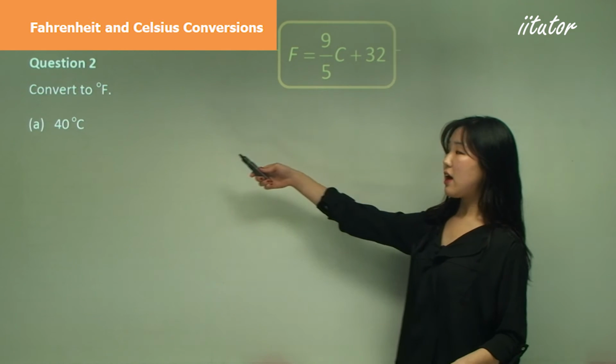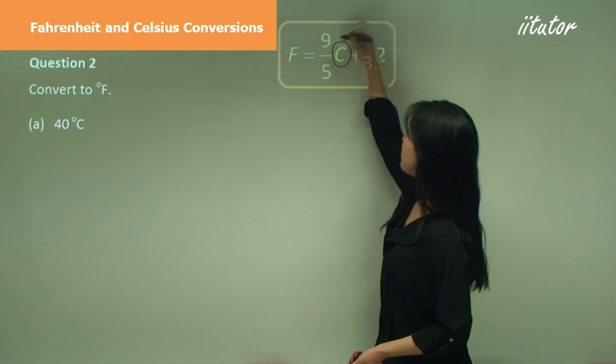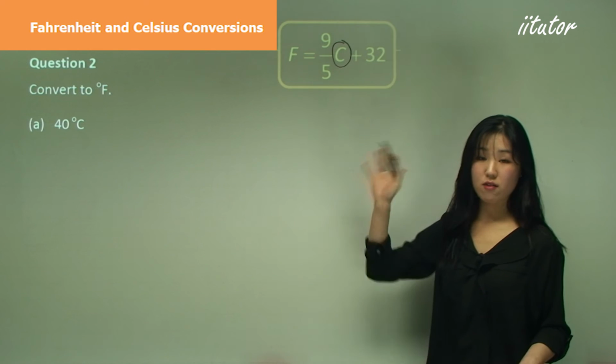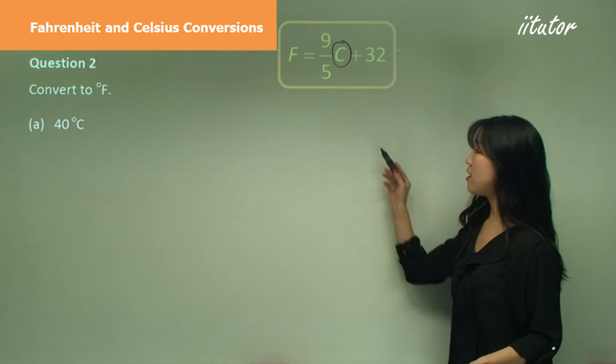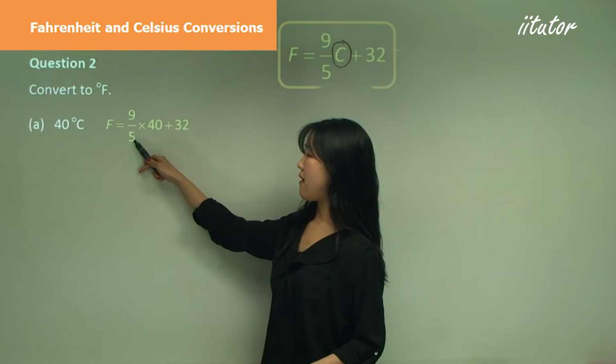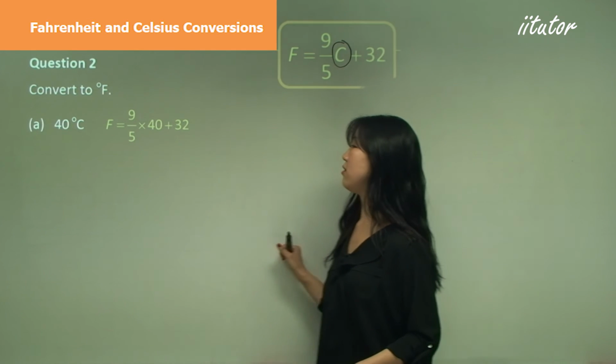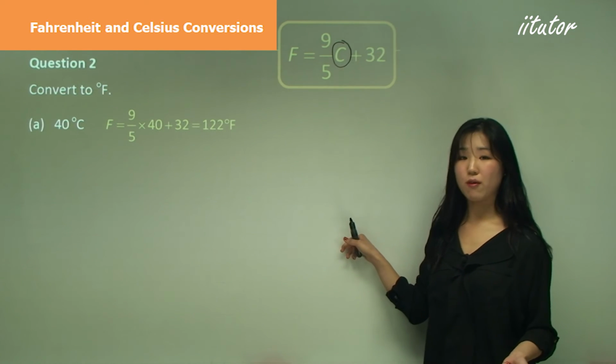Now, see how they give us what the degrees Celsius value is? That's what I'm going to be putting into here so I can convert it to Fahrenheit. So let's put 40 into there now. You can see that 40 divided by 5 is 8, times 9, plus 32 will become 122 degrees Fahrenheit.